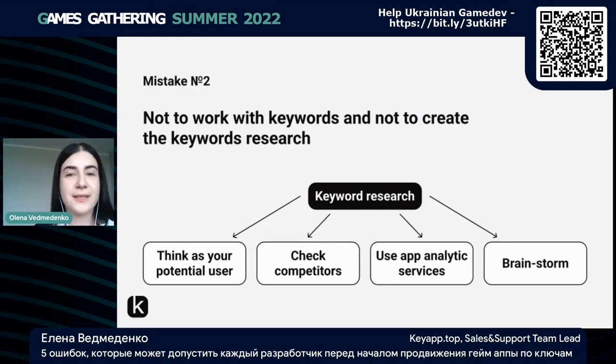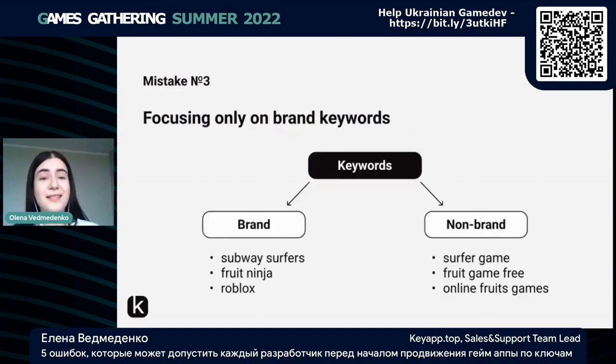In competitors' tags, you will be able to check which search requests, so keywords, were added and how they use them. And of course, use app analytics services. They are quite helpful. First of all, they can help you to get suggested keywords for your app, and of course, to check the search request popularity and the current position of your app for a particular keyword. The third mistake is focusing only on brand keywords.